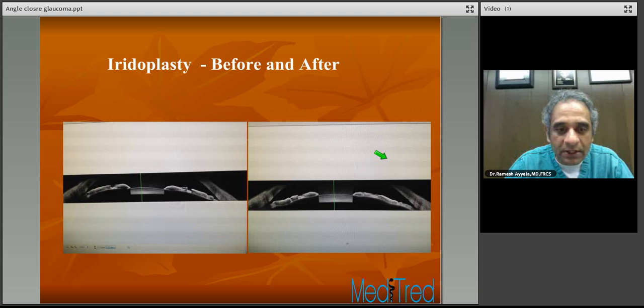Iridoplasty, here is a patient. You can notice that the angle here is shallow or occludable, and you can see following iridoplasty, it's peeled off away from the angle structures and opening, making the iris less convex and more taut.